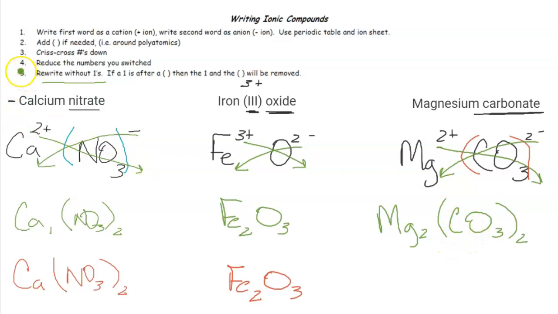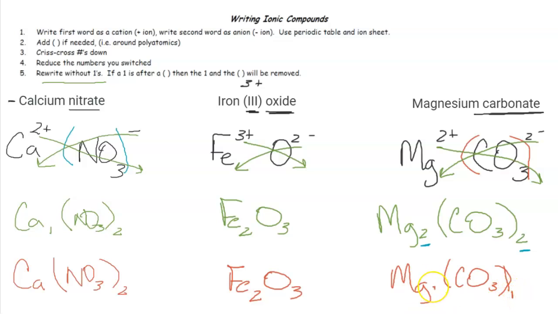So now I look at step number 4, and I want to look at the numbers that I switched down. So I'm looking at this 2 and this 2. And because both of those 2's can reduce to 1's, just like if you had a fraction, 2 over 2, you would reduce it to 1 over 1. I'm going to reduce those to a 1 each, and I'm going to rewrite my formula as Mg1 CO3 1.